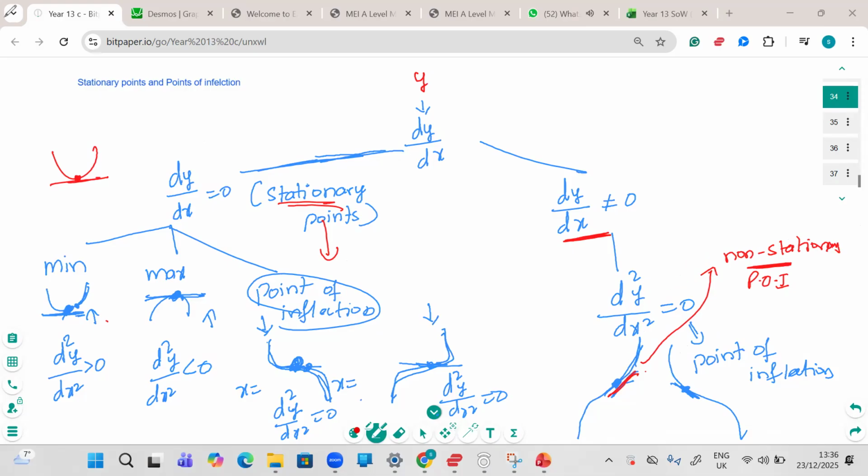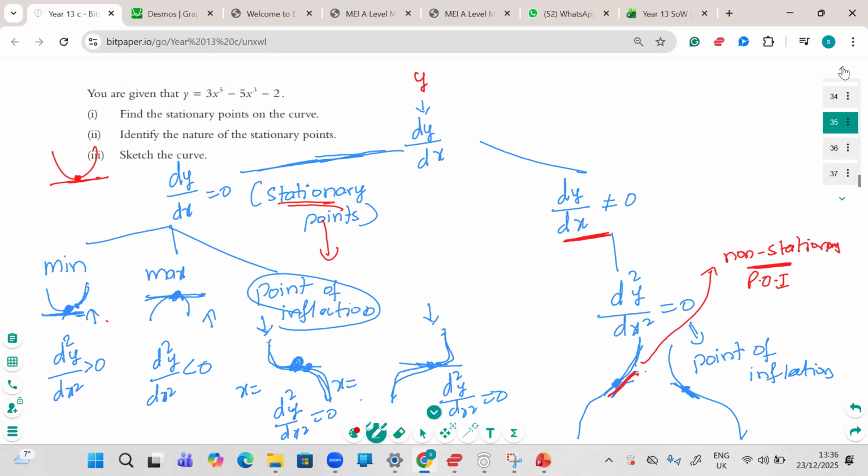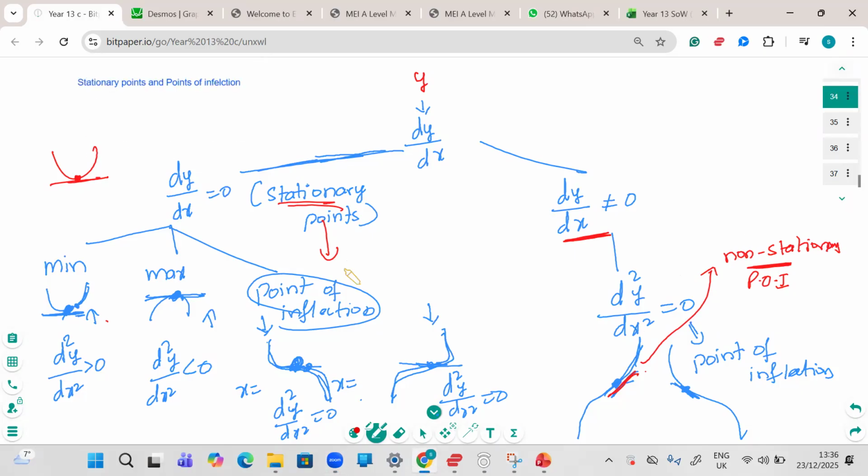Okay. Now, so this is all about understanding how point of inflection works. If you're not sure, I would recommend to go through it again. And if you have any questions, you can ask me in comments.